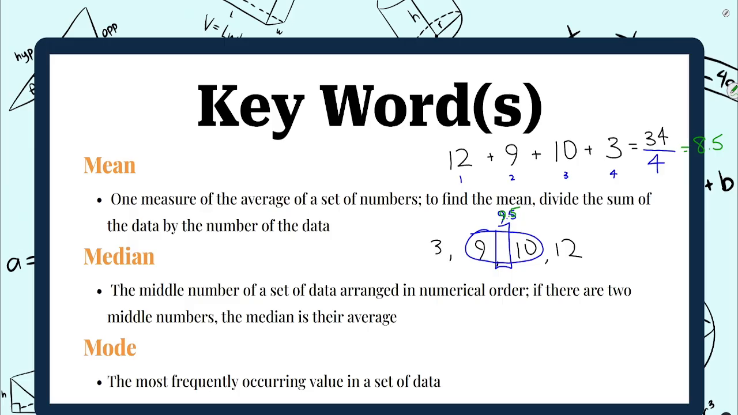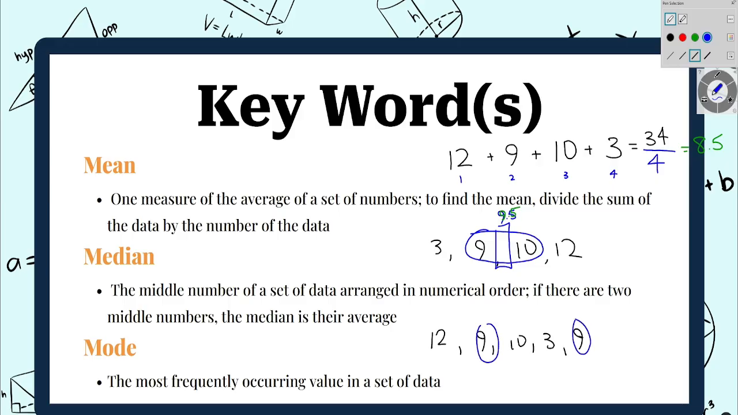So if we had, I am going to have to tweak this one a little bit, if we had 12, 9, 10, 3, 9, for instance, the mode would be the most frequently occurring. So we only have one 3, one 10, and one 12, but we have two 9s. So our mode would be 9 because it appears the most. Obviously that's going to change our other ones because I didn't include that second 9.